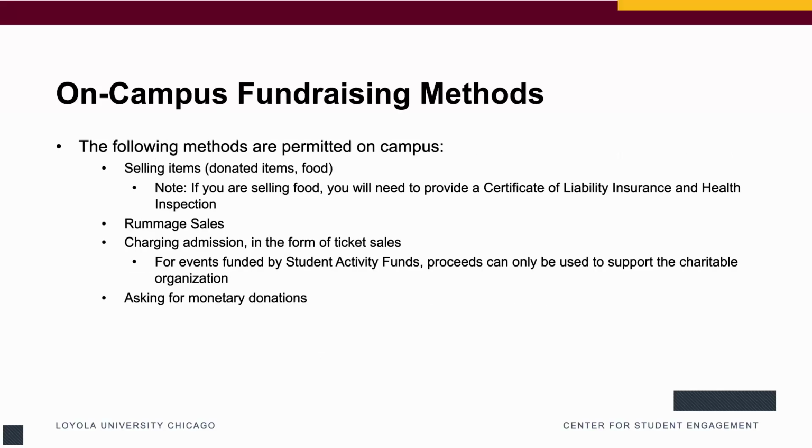So something to note about on-campus fundraising methods, the following methods are permitted on campus. That includes selling items, like donated items or food. Just note if you are selling food, you will need to provide a certificate of liability insurance and health inspection, especially if this is a non-preferred vendor. Also permitted are rummage sales, charging admission in the form of ticket sales. Just know if this is an event funded by student activity funds, proceeds can only be used to support the charitable organization. And asking for monetary donations is permitted as well.